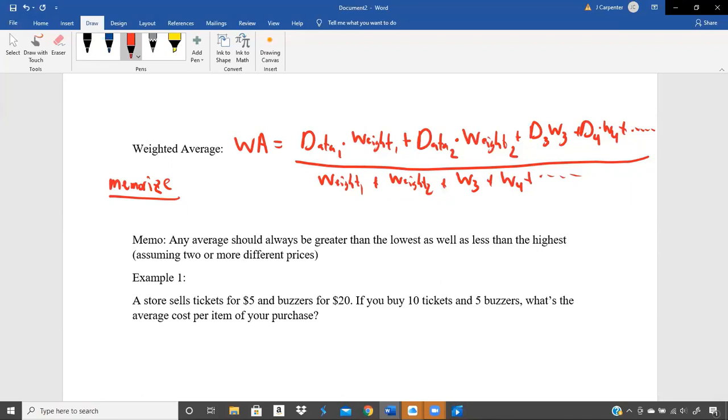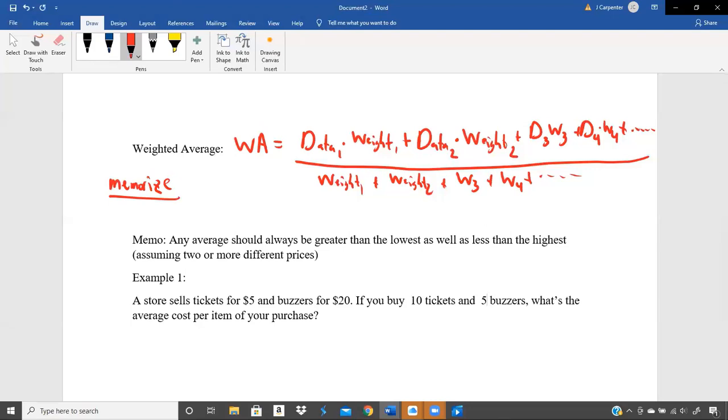So my point here is, no matter how many, I have part of my screen blocked, so that's why I keep pausing. If I take away this 10 and this 5, and I said it was 1,000, and I said it was 2 buzzers, no matter what numbers I make these, the answer to example 1 can be no smaller than $5 and no bigger than $20, because again, those are the lowest and highest prices. And we were buying 10 tickets and 5 buzzers. Just want to fix that. All right, so everything's back to how it was originally.